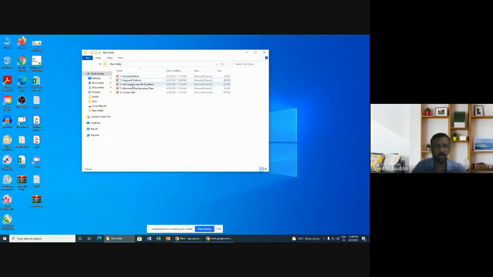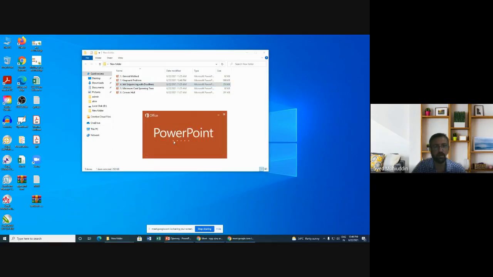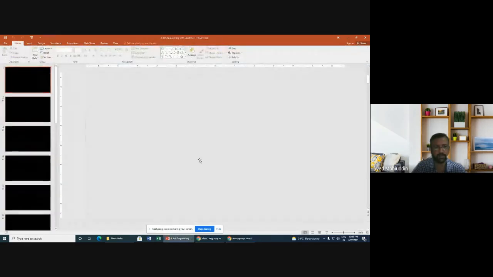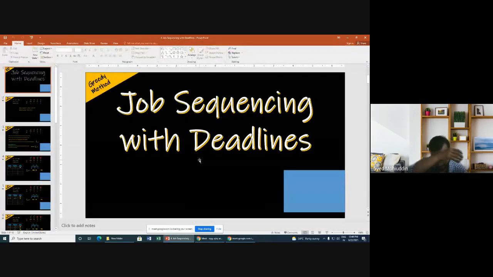Now let us look at job sequencing with deadlines. That is another problem that can be solved using a greedy approach or greedy method.